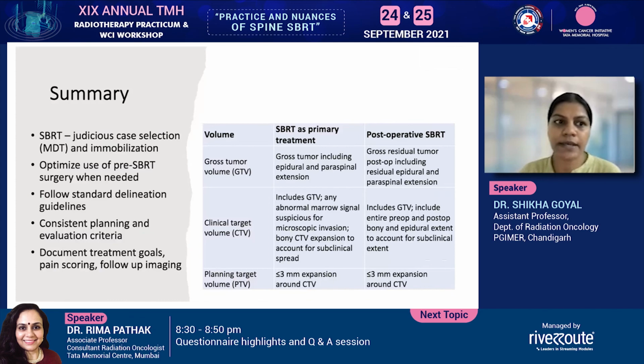So to summarize, the SBRT spine process involves a judicious case selection and immobilization process. We should use the pre-SBRT surgery optimally when needed, follow standard delineation guidelines, use consistent planning and evaluation criteria, document treatment goals upfront, score the pain before and after treatment, and use appropriate follow-up imaging for the purpose of treatment response.